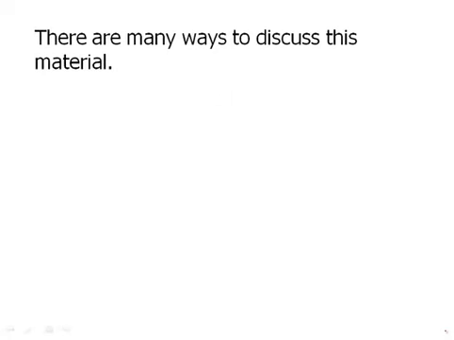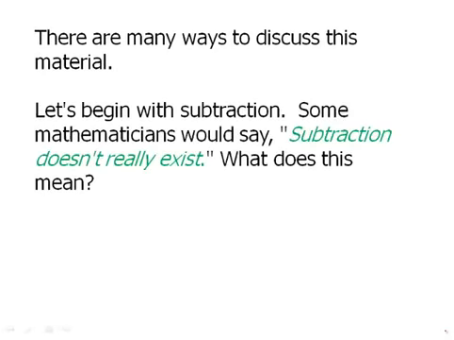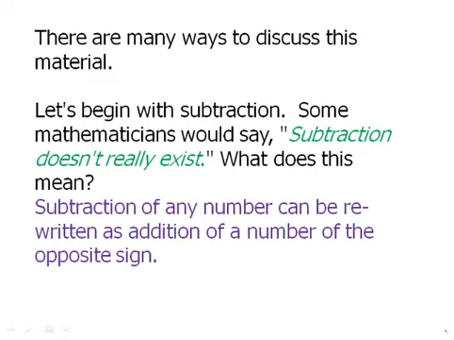There are many ways to discuss this material. Let's begin with subtraction. Some mathematicians would say subtraction doesn't really exist. What does that mean? Well, subtraction of any number can be rewritten as the addition of a number of the opposite sign. And so some mathematicians would say that this addition is actually the true form. So let's make sure we understand this. Subtraction of any number can be rewritten as the addition of a number of the opposite sign.